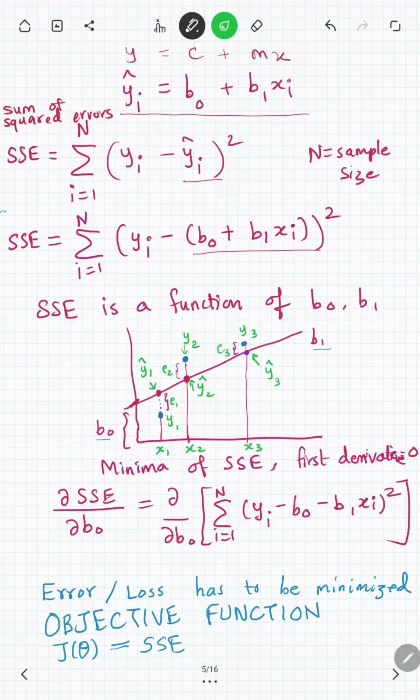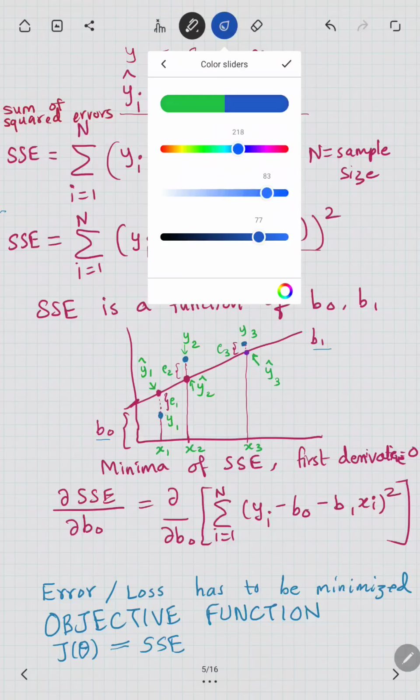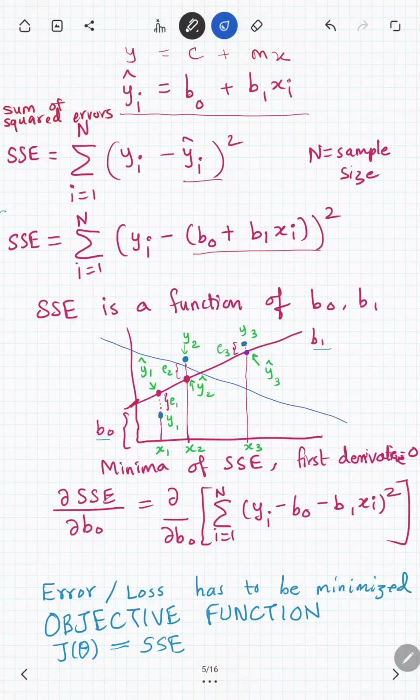And if I change this line, let's say now I change it to something drastically different, like this, it's obvious that the error values will change. So basically the error is a function of b0 and b1. As b0 changes and b1 changes, the error will also change, right? So SSE is a function of b0 and b1. This is clear?